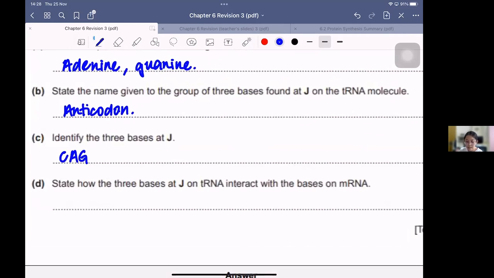For part D, state how the 3 bases at J on tRNA interact with the bases on mRNA. I'm also going to open this question to the floor.